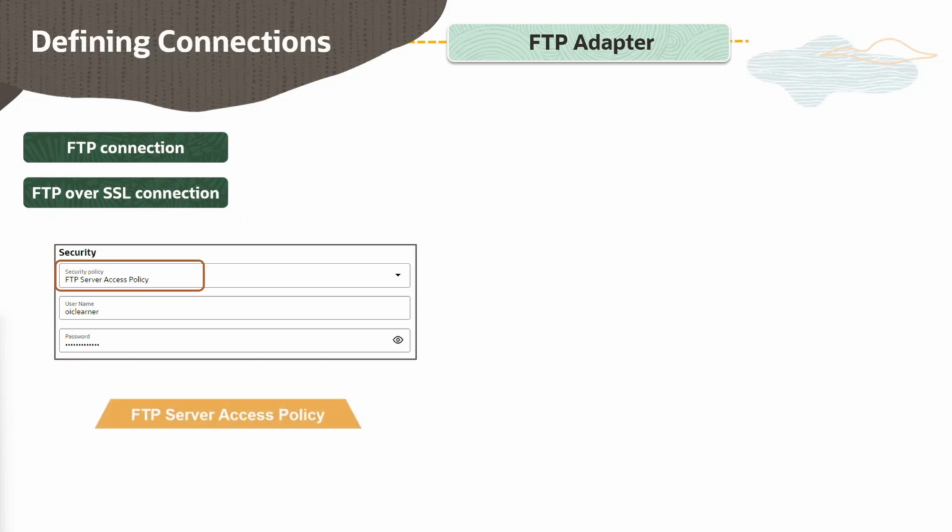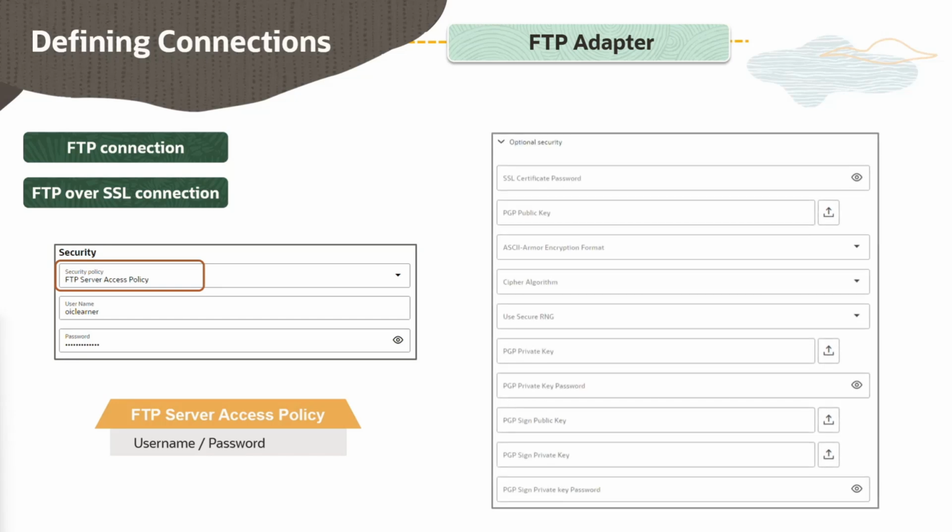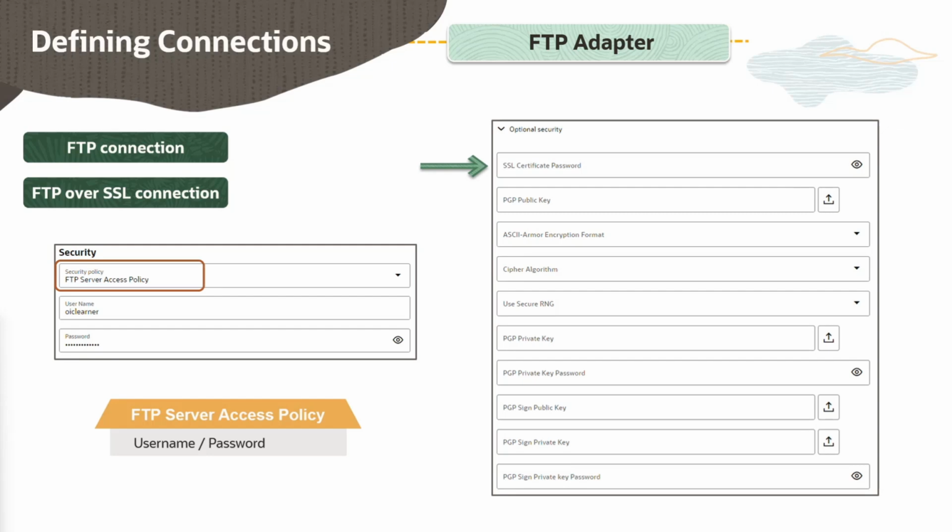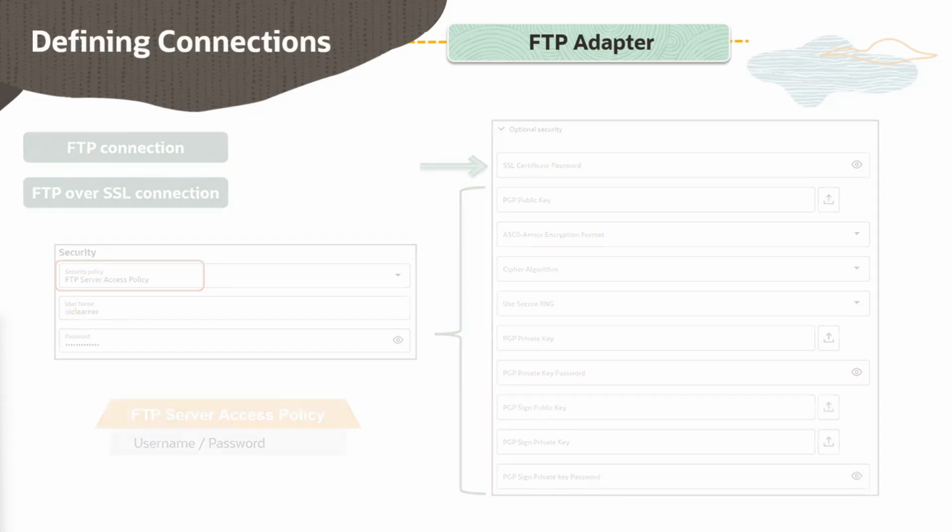For FTP protocol connections, you can only use the FTP service access policy, which uses the username and password for authentication. Then under optional security, if you uploaded an SSL certificate, you'll need to provide the password for that P12 format certificate. This policy also allows for the configuration of PGP values.